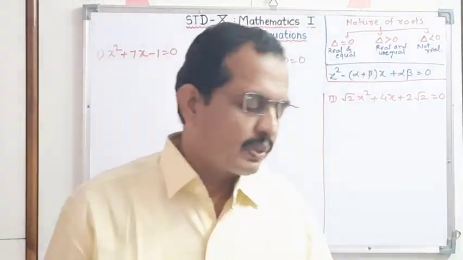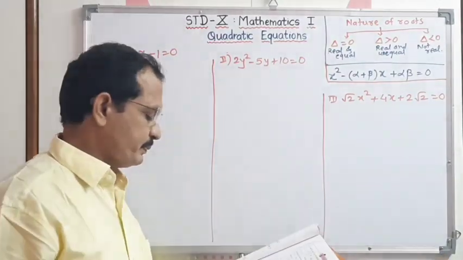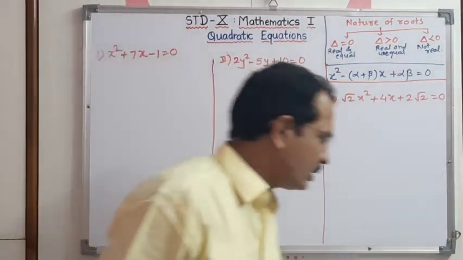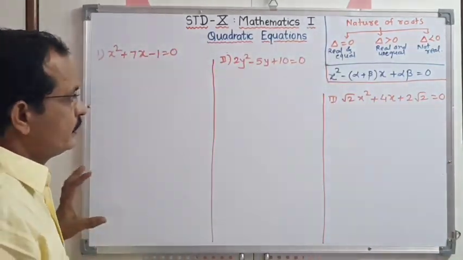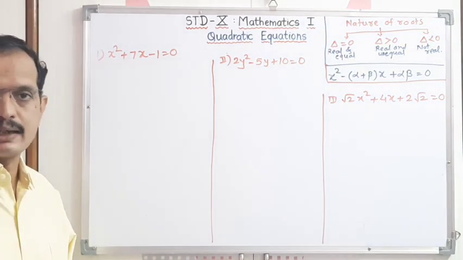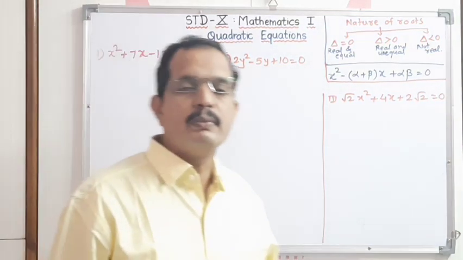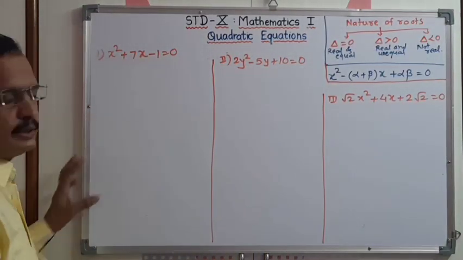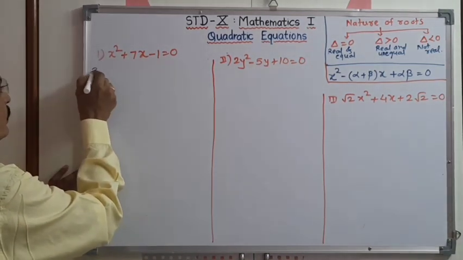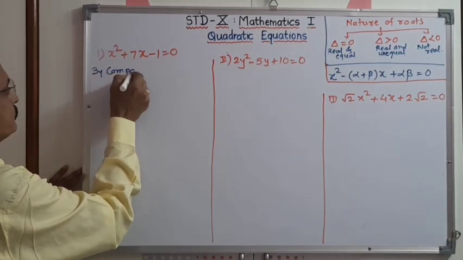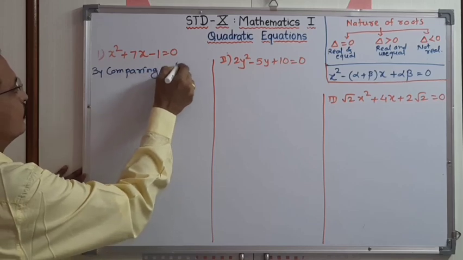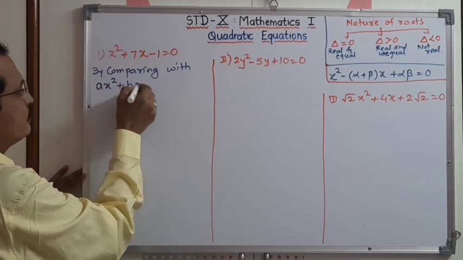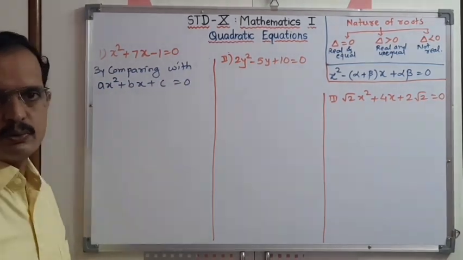See the second question. Find the value of discriminant. Three quadratic equations are given and we have to find out the value of discriminant. That means we have to find out the value of delta, that is b square minus 4ac. First of all we have to compare this with standard form. Therefore we write by comparing with standard form. All of you know that it is ax square plus bx plus c equal to 0.